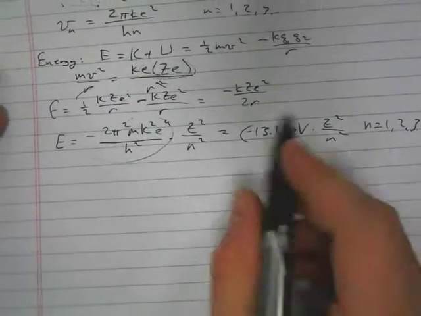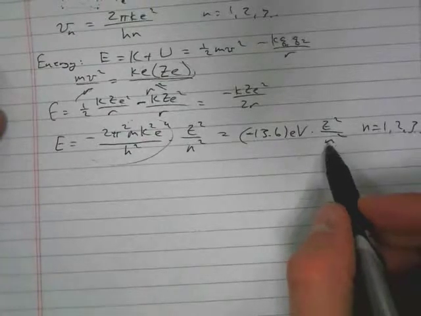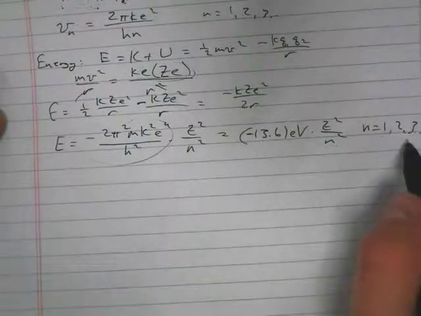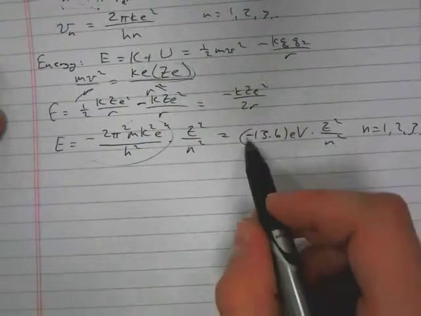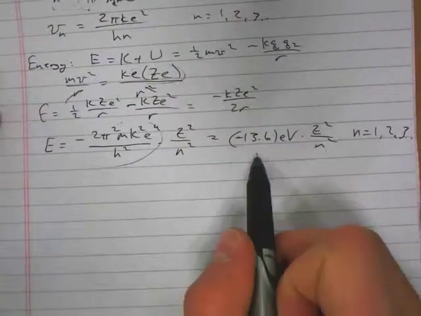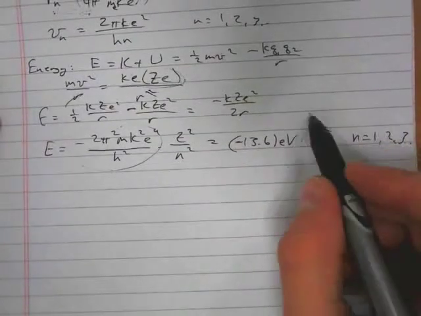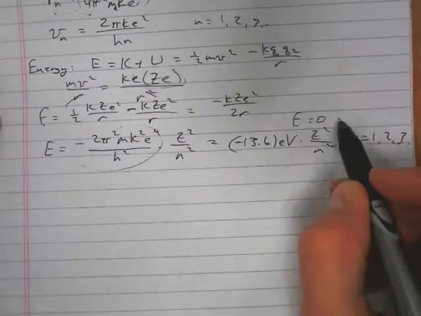Now notice that this is a 1 over n squared, and as n increases, we're getting closer to 0, which means our energy is increasing. This is tying in with the idea from electrical energy that our energy equals 0 at infinity.